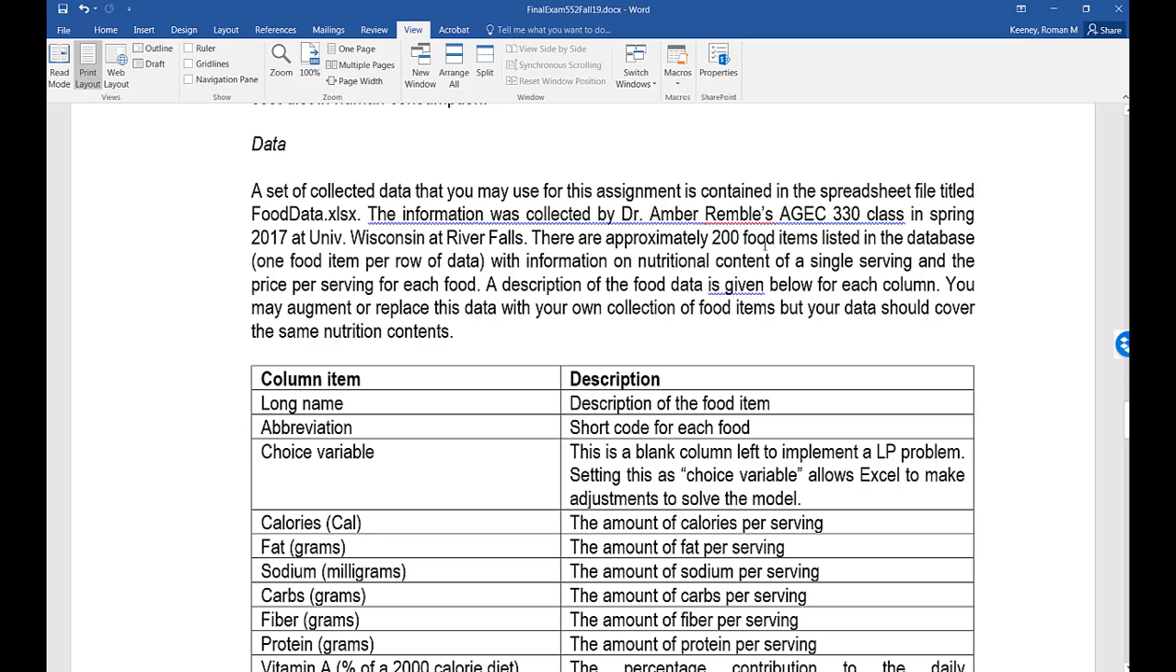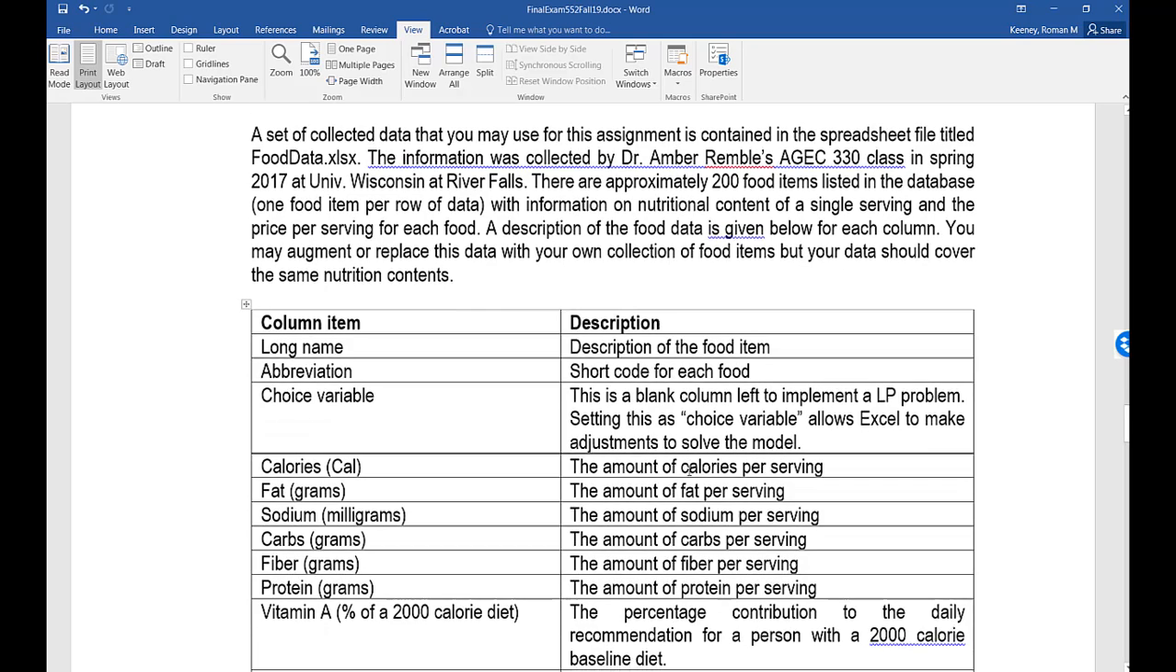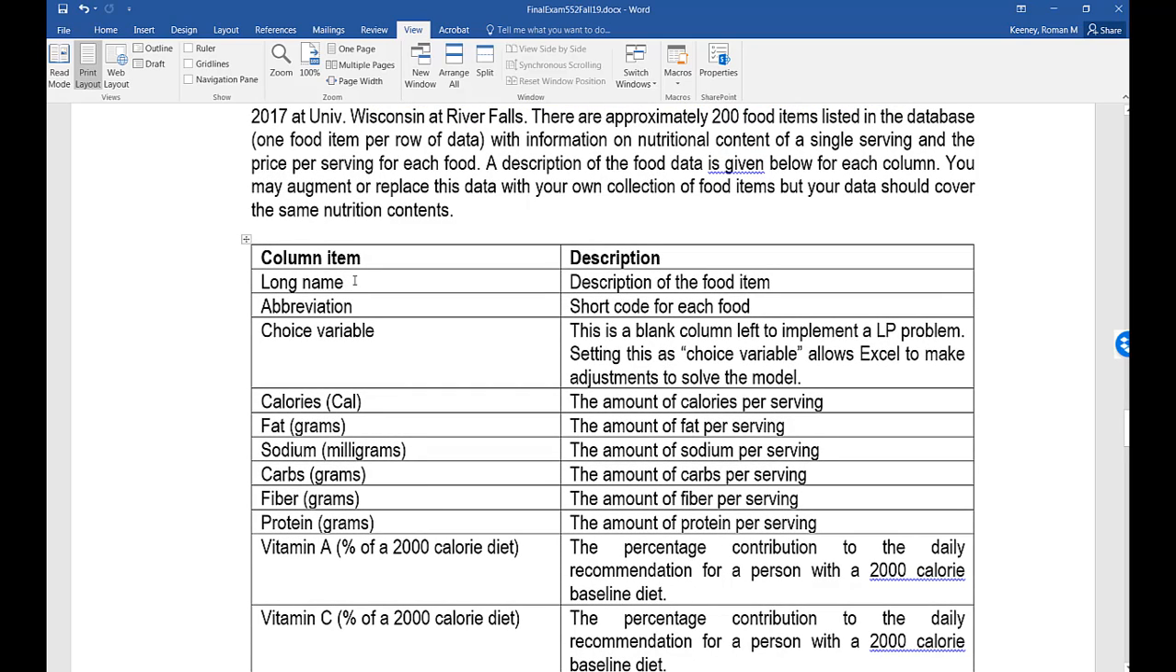There's about 200 food items, and a former PhD student of mine who teaches an undergrad math programming class had her students collect this data. They were required to go out and provide the information you see in that spreadsheet. Everything will have a long name that gives the description, and then some abbreviation that would just be the sort of code, like a variable code.